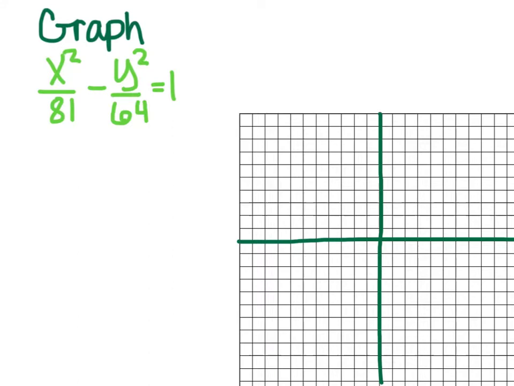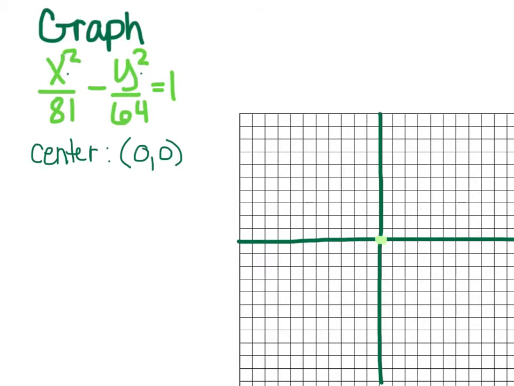All right, so let's do a few examples. We're going to graph x squared over 81 minus y squared over 64 equals 1. So the first thing we're going to do is locate the center. Center is (h, k). And since we don't have an h and we don't have a k, our center is at (0, 0). And we're going to put the point there.